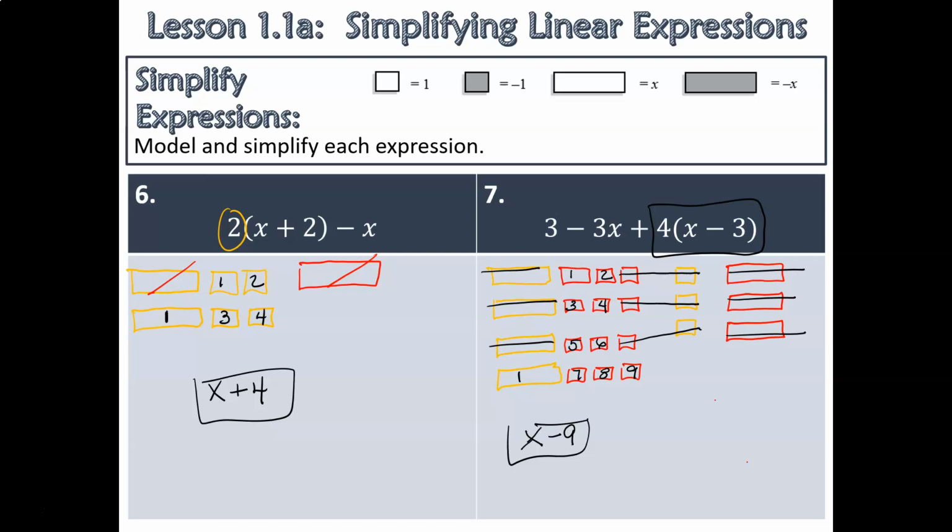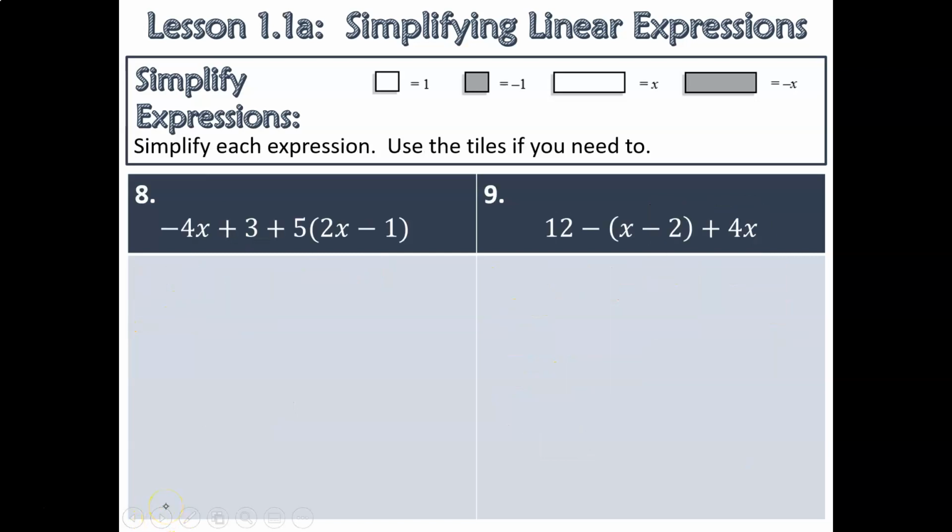All right, let's move on to page 12 here. Page 12, you can use tiles if you'd like to, but I would like to move away from tiles and show you how to simplify. Okay? So the first thing you're going to do is get rid of the parentheses. And to do that, you need to distribute. Okay, so you need to take that 5 to everything inside. Take that 5 to everything inside.